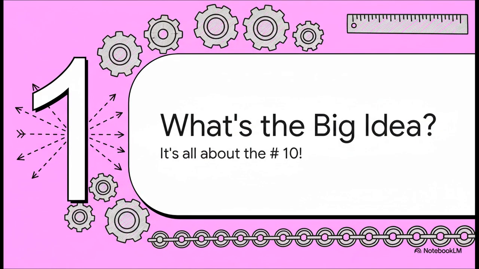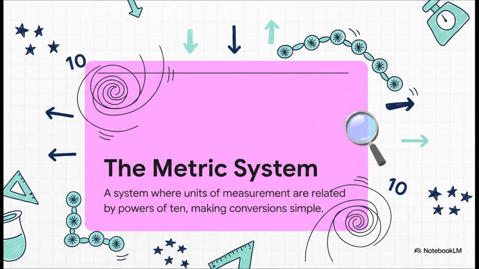All right, so first things first, what is the big idea here? Well, the main clue is right there on the screen. It is all about the number 10. So, what exactly is the metric system? Well, it's really just a super logical way of measuring things, where every single unit is connected by powers of 10. That's it. That's the whole secret. You don't have to memorize a bunch of weird numbers, like 12 inches in a foot or 5,280 feet in a mile. Nope, it's just 10.